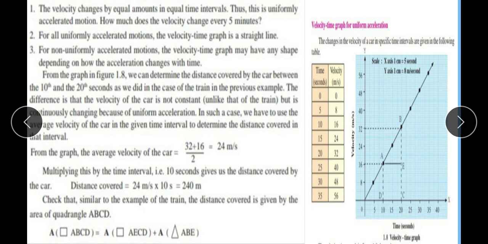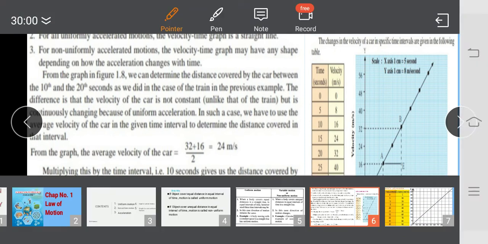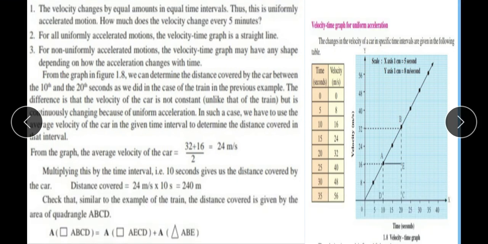Now observe the graph very carefully. On the x-axis there is time in seconds, and on the y-axis there is velocity in meters per second. If the object covers distance in a straight line as shown in the graph, at time 5 seconds the velocity is 8. At 10 seconds, the velocity is 16. At 20 seconds, the velocity is 32.